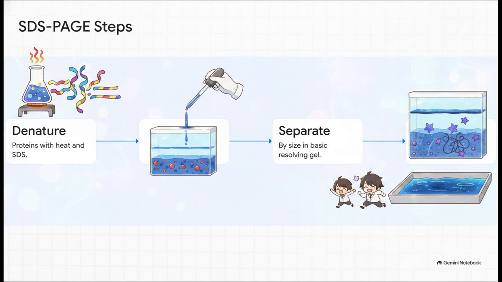First, they're heated with SDS to completely denature them. Then, they're pipetted into the top part of the gel, a neutral stacking gel that concentrates all the proteins into tight, sharp bands. Then, they plunge into the basic resolving gel, which is literally a microscopic polyacrylamide obstacle course. Smaller proteins zip through the pores and race to the bottom, while the big, bulky ones get tangled up near the top. Finally, a stain like Coomassie blue makes these separated proteins vividly visible to the human eye.